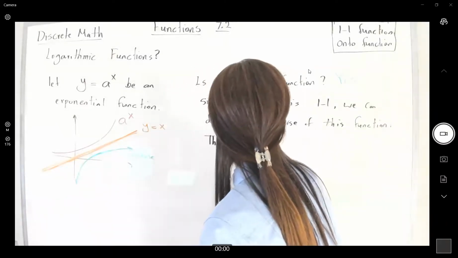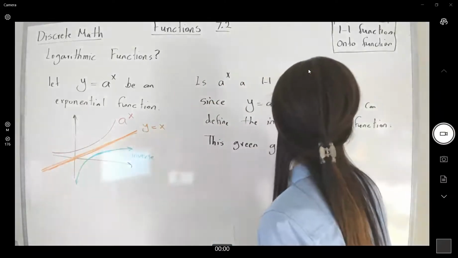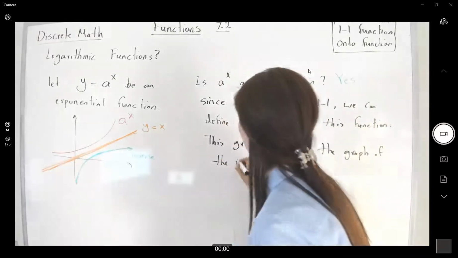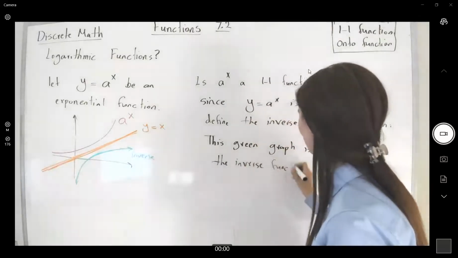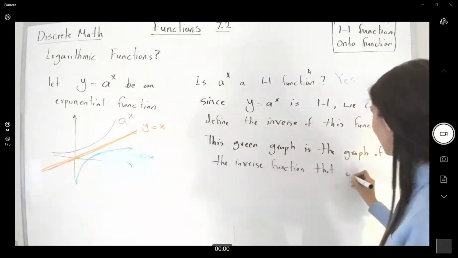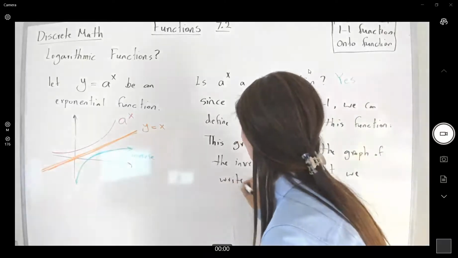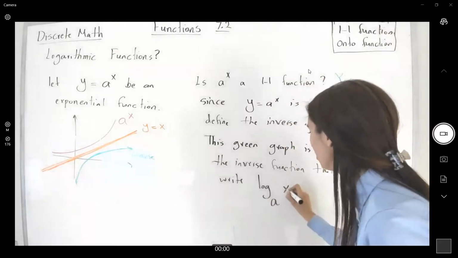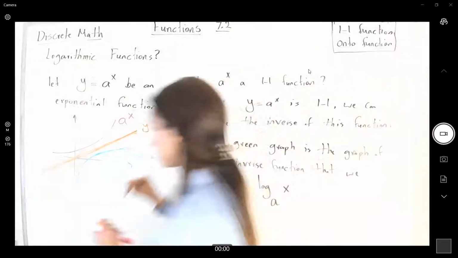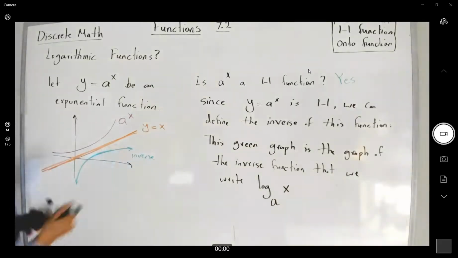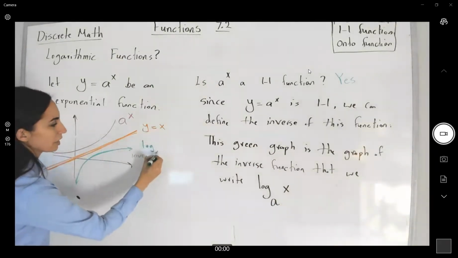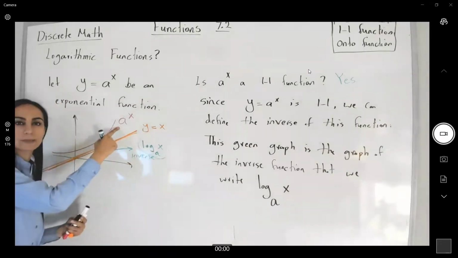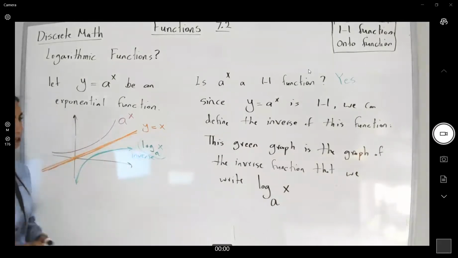This green graph is the graph of the inverse function that we write as log with base a of x. So this guy is log with base a of x, and it's the inverse of the exponential function a to the x.